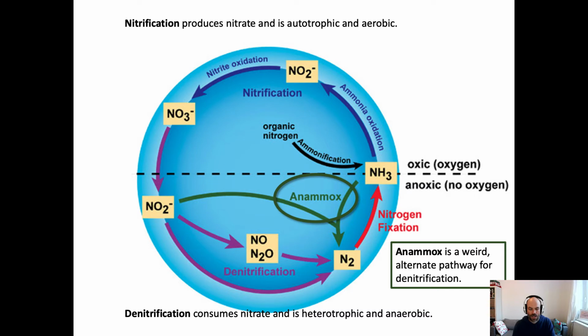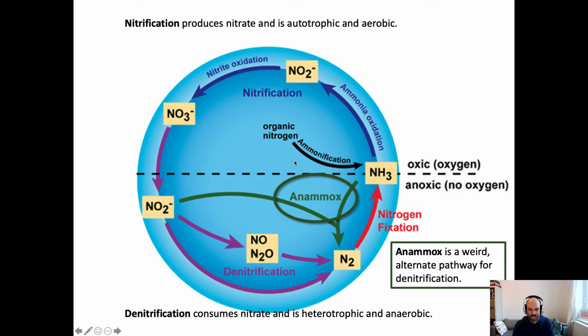Let's come back to the nitrogen cycle because we have one more player in the nitrogen cycle that we need to talk about. We talked about denitrification, we talked about nitrification, and now we're going to talk about anammox. Anammox also produces nitrogen gas, just like denitrification. It also starts from nitrite, although not nitrate.